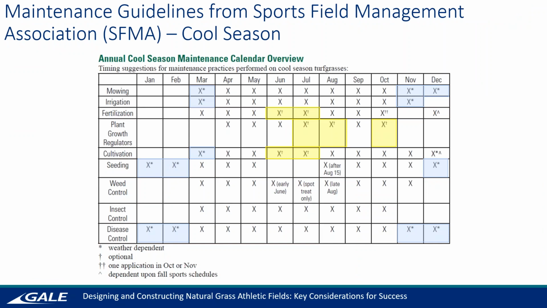So these are some options that were taken from the Sports Field Management Association. If you go to their website, they're a real wealth of knowledge. They have a whole database and clearinghouse of recommendations for all types of conditions. And what you have here, the first one is the graph that's coming in from the annual cool season maintenance overview. It shows you the months that this type of maintenance, from mowing all the way down to disease control, would be happening.